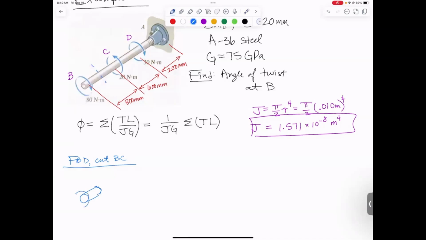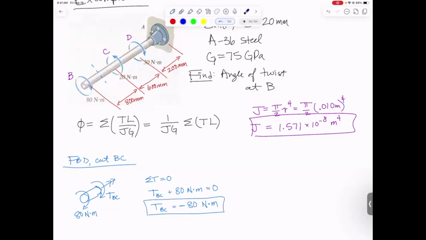Acting on the end in this direction is 80 Newton meters. So my internal torque, I am going to draw it as positive. So right thumb pointing out of the cut open face, which means you're rotating that way. There's your TBC. And now we sum torques. Summation of the torques has to be 0. And what we get is, since TBC and 80 Newton meters are in the same direction, TBC is actually minus 80 Newton meters. Keep that negative sign, it's important.